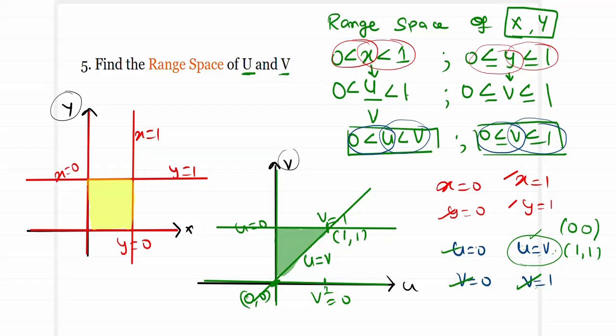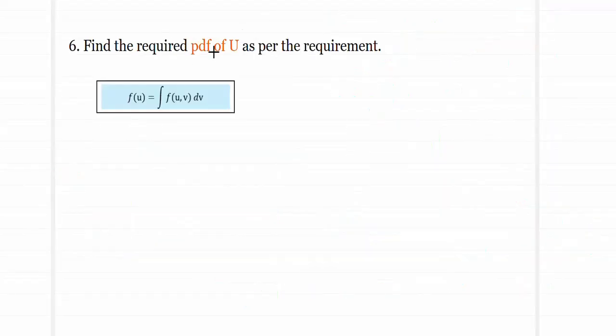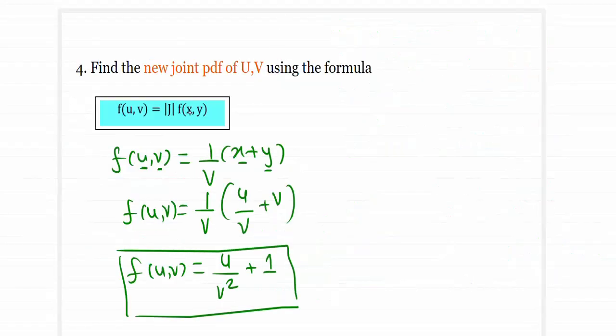We will quickly move on to the last stage. What is required is the PDF of u. What is the PDF of u? f of u, the marginal density function of u. How to obtain this? It is the integral of f of u comma v, the new joint PDF, with respect to the other variable, which is dv. So this is going to be the integral. What was the new PDF obtained? Go to your step 4.